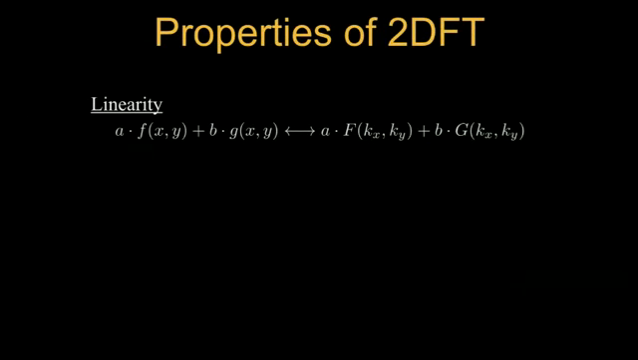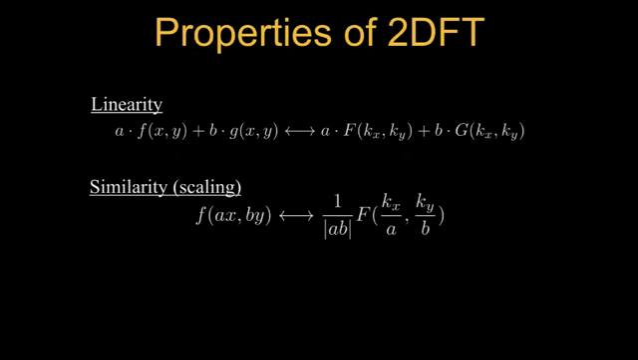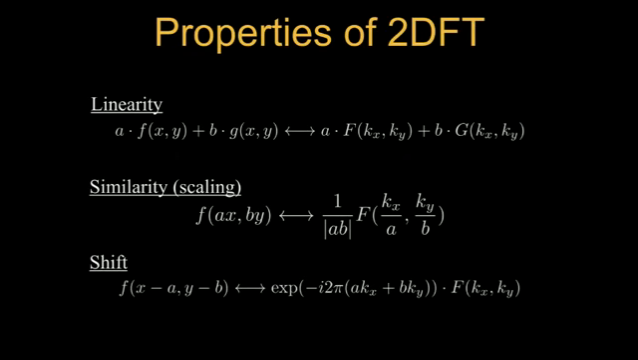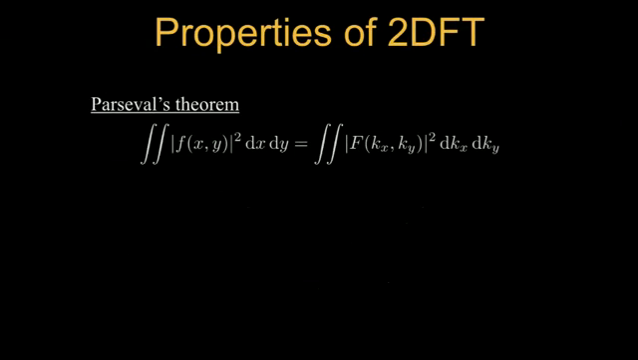The 2D Fourier transform, again, has all the properties of the 1D Fourier transform. We again have linearity. We have the scaling property, and also the shift property. But all of these are now extended to 2 dimensions. We again have conservation of energy, so that the sum of the squares in one domain is the same as the sum of squares in the other domain.